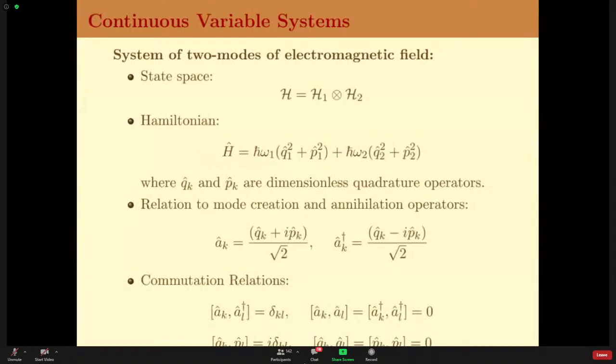So now I enter into the continuous variable systems. Specifically, I'm going to consider 2 modes of electromagnetic field. This is the Hilbert space of 2 modes of electromagnetic field. This is the tensor product of H1 and H2. H1 is the infinite dimensional Hilbert space of mode 1, and H2 is the infinite dimensional Hilbert space of mode 2. And this is the Hamiltonian of the system. Here, Q1, P1, Q2, and P2 are dimensionless quadrature operators, and these quadrature operators are related to the creation and annihilation operators as given here. And all these 4 sets of operators satisfy these commutation relations.